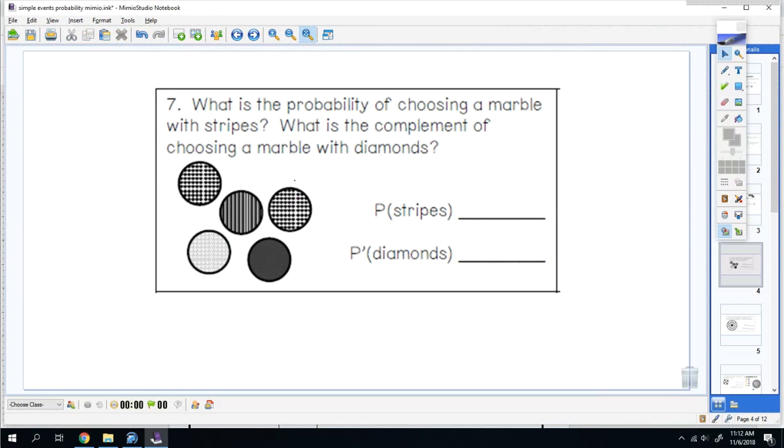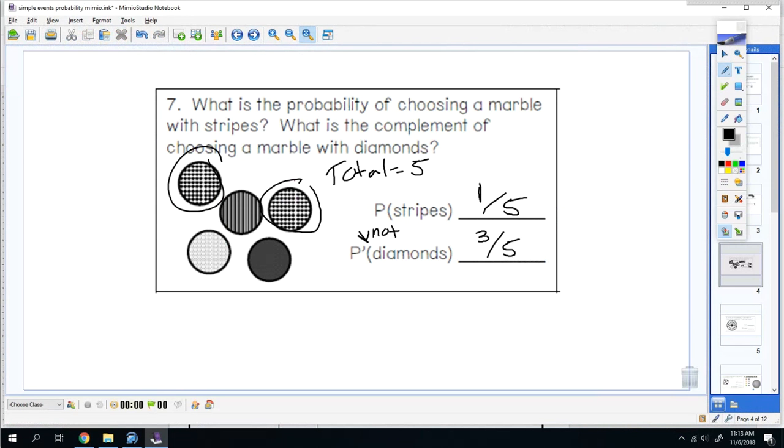So what's the probability of choosing a marble with stripes? First thing you need to know is the total. Well, there's a total of 5 marbles. There's only 1 marble with stripes, so you have a probability of 1 out of 5. Now it's asking for the probability of not diamonds. That tick mark means not. So how many of them are not diamonds? Well, I have 2 of them that are, so 3 of them out of 5 are not diamonds. So you have a 3/5 chance.